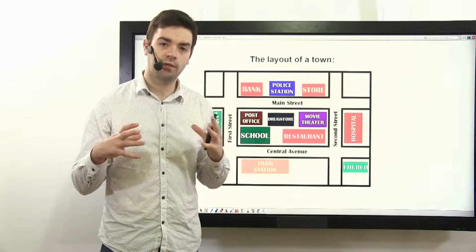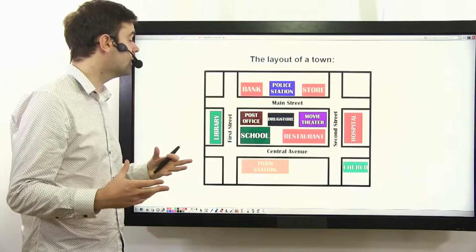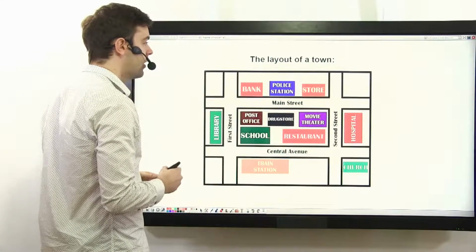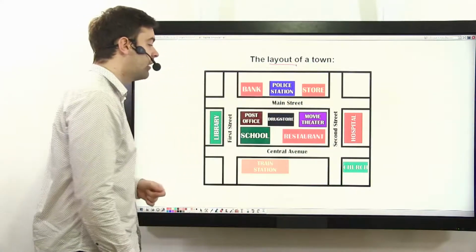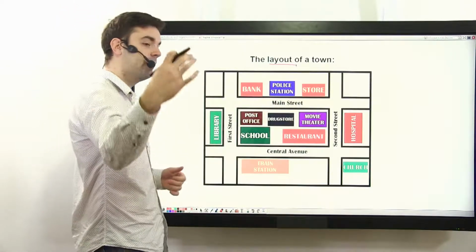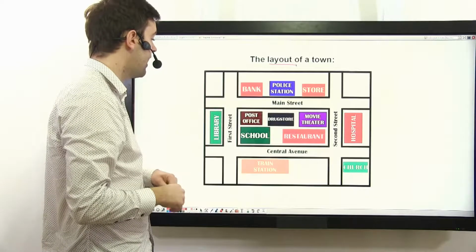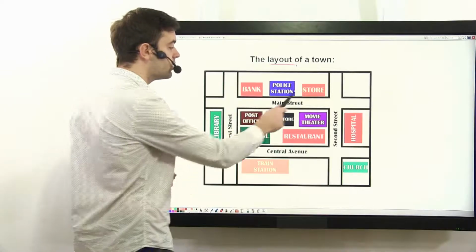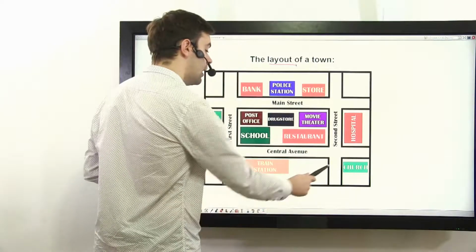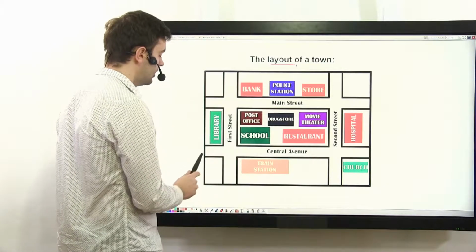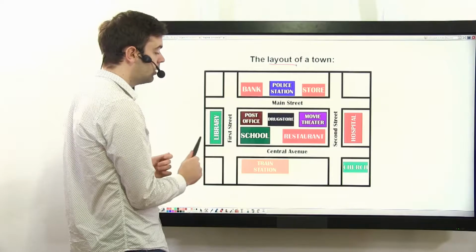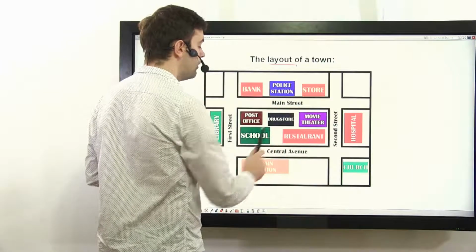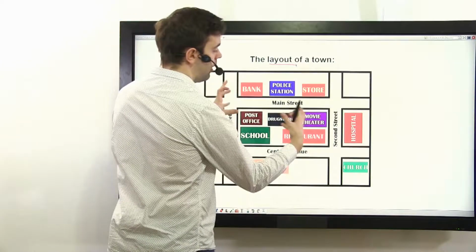As a town is relatively small, smaller than a city, the amenities and buildings should be quite close to each other. So here we have the layout of a town, from above. Here in this town, we have a bank, a police station, a store, a hospital, a church, a train station, a library, a school, a post office, a drugstore, a restaurant, and a movie theatre. And these are all very close to each other.